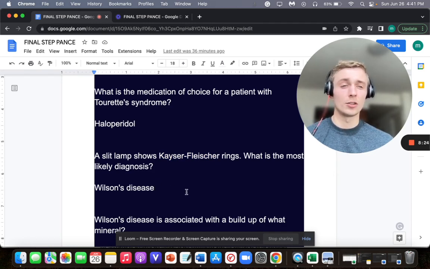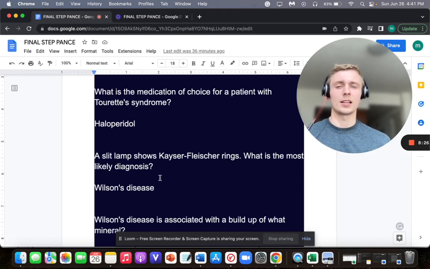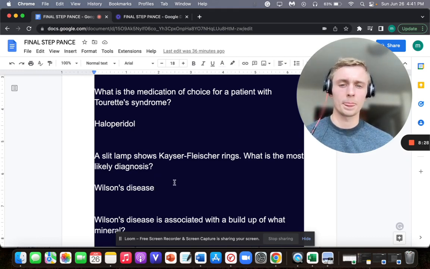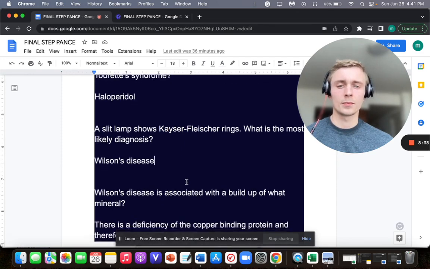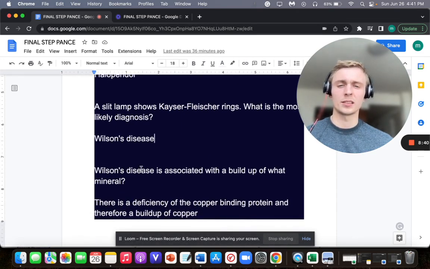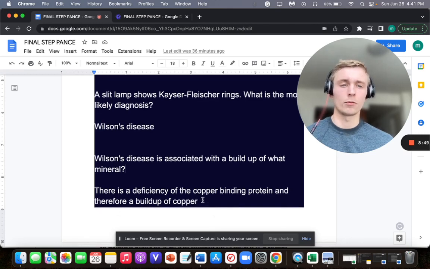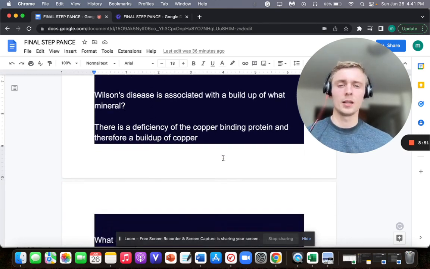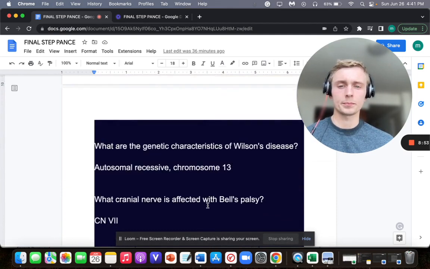And it's due to decreased ceruloplasmin. So that's often asked too. Decreased ceruloplasmin is not allowing you to get rid of the copper. So you're having too much copper accumulation, and you can even see it in the eyes with the Kaiser-Fleischer rings. That's Wilson's disease. Okay, so right here, Wilson's disease is associated with a buildup of what mineral? Like we said, Wilson's disease, deficiency of the copper binding protein, ceruloplasmin, and therefore a buildup of copper.